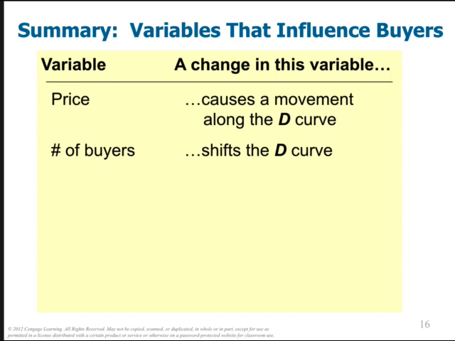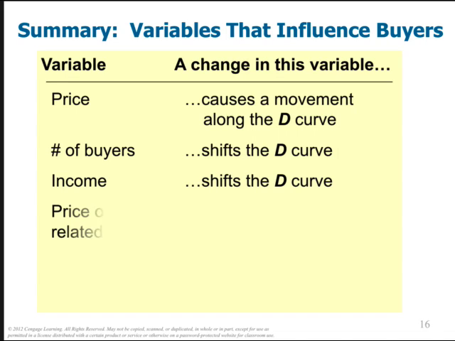A change in the number of buyers will shift demand. A change in consumer income will shift demand. A change in the price of related goods will shift demand. What kinds of related goods? Substitutes or complements.